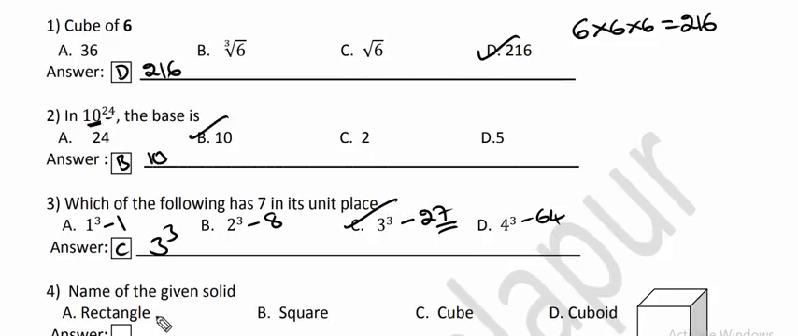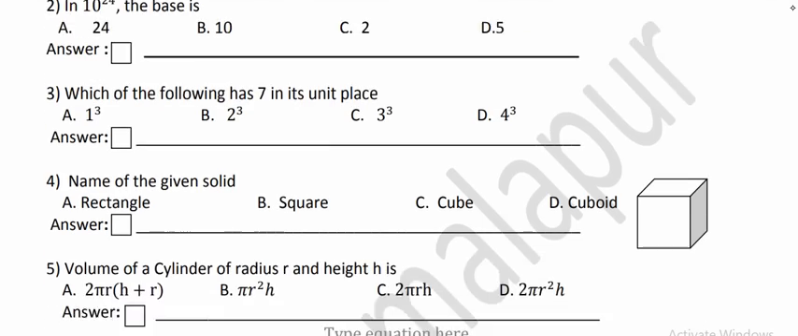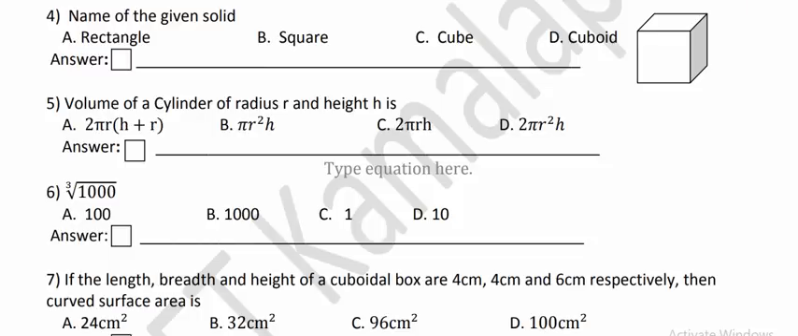So then we have to name the given solid. Fourth question, name the given solid. It is a rectangle? No, it is not a rectangle. It is a square? No, it is not a square. It is a cube. Is it a cuboid? No, it is a cube. Therefore option C, cube is the correct answer.